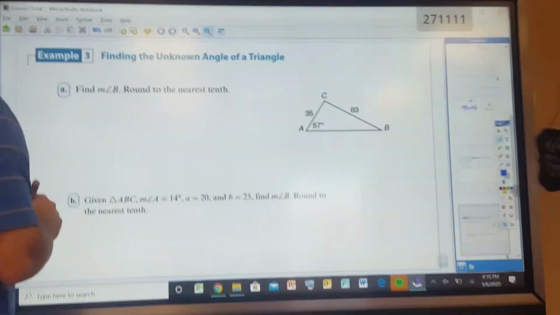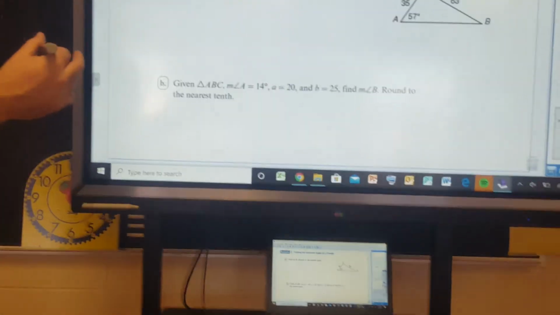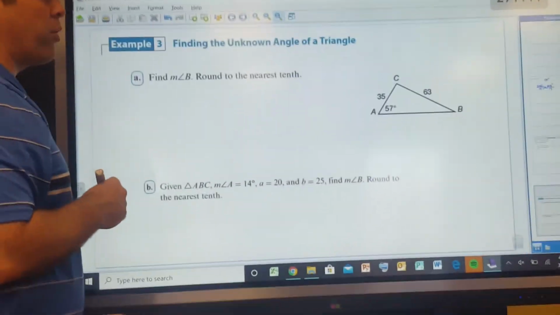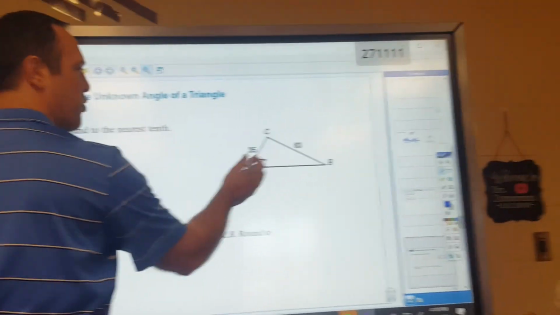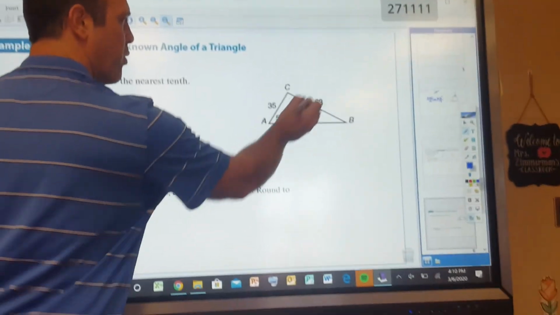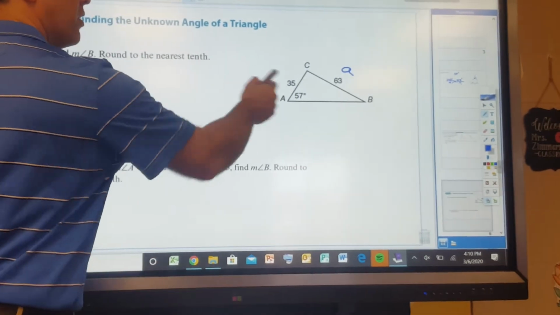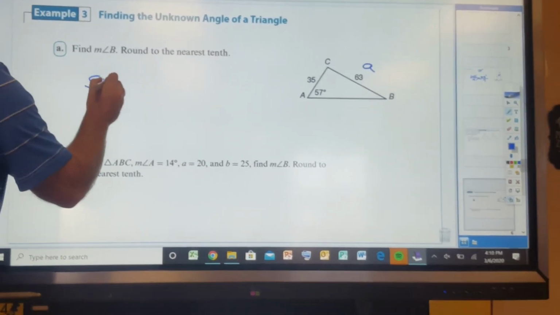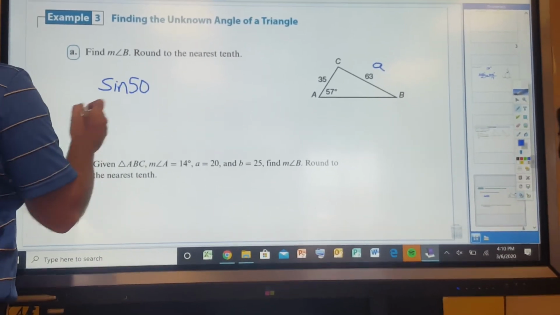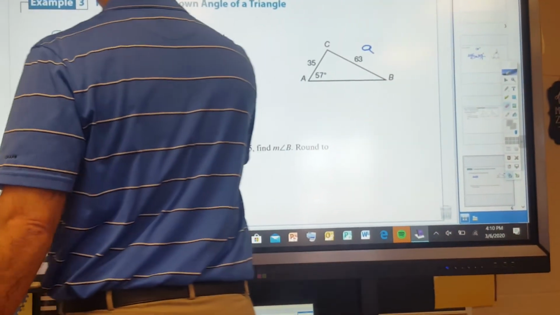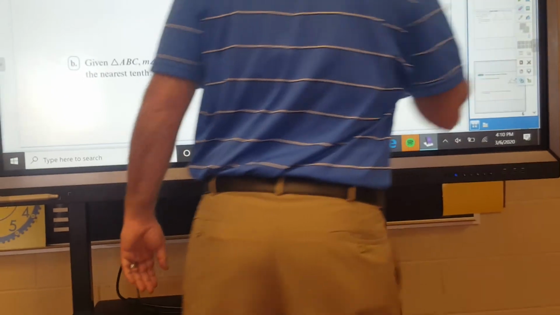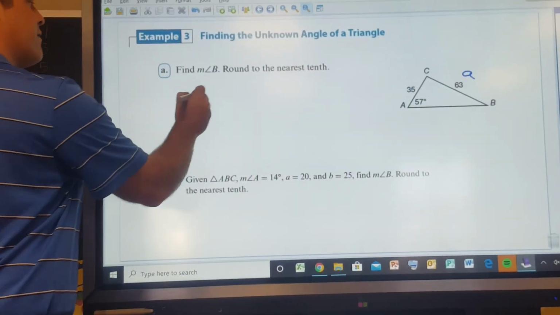Now, we're not going to get into detail with this. We just want to know the basics. So we have here, find the measure of angle B. Once again, we can use the law of sines. We've got 57 and 63. You've got a pair. Since this is angle A, we'll call this side a. So then we take the sine of 57.